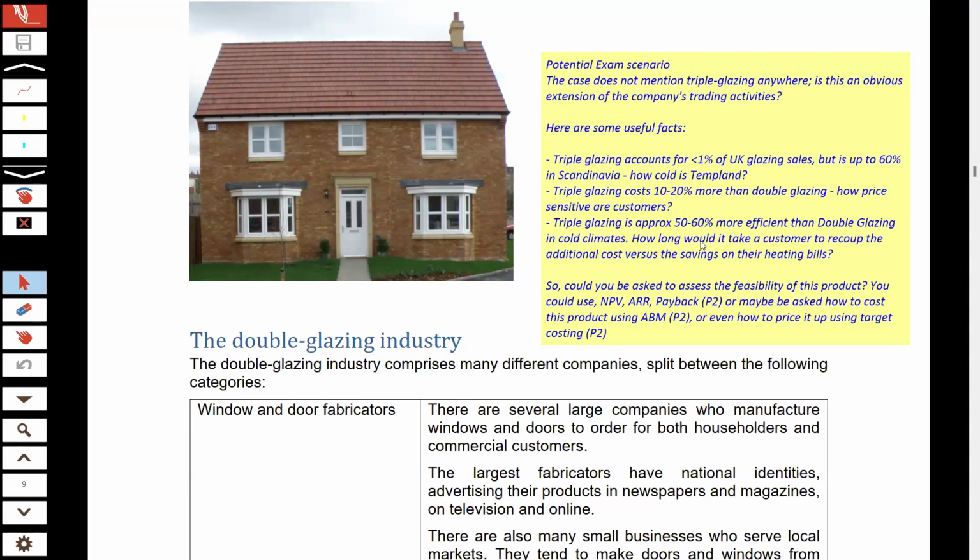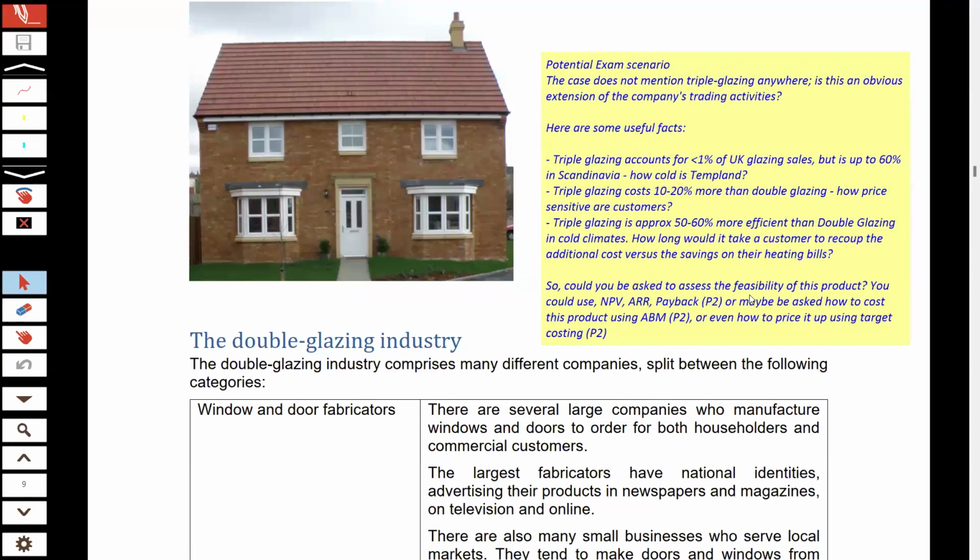Now, it also says that if we're looking at sustainability and environmental impact, then triple glazing is 50 to 60% more efficient than double glazing. It retains the heat that much better. So customers might be able to recoup this cost a lot quicker, perhaps, through the saving on their heating bills.